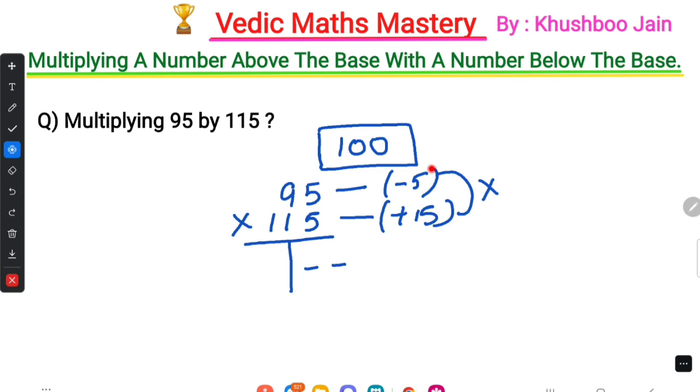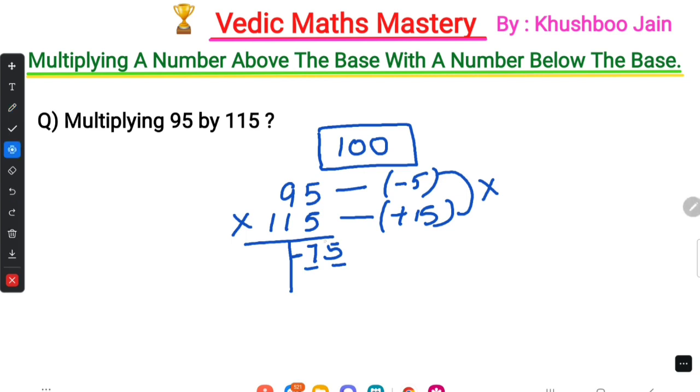But the different trick here is that there is a minus and a plus, meaning one is below the base and one is above the base. Plus into minus: in multiplication, minus into plus, the answer will be minus. So I just write minus 75 in the answer. How we can solve this further, I'll tell you later. Just solve it step by step, using the steps we already learned in the last trick.